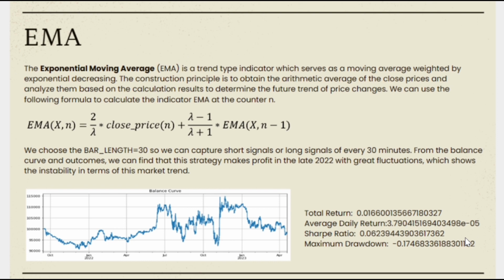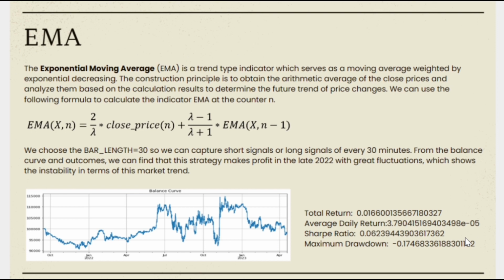In the EMA strategy, if the short-term EMA crosses the long-term EMA from bottom to top, it will generate the long signal, and correspondingly, if the short-term EMA crosses the long-term EMA from top to bottom, the short signal will be generated. We can use the following formulas to calculate the indicator EMA at a counter N.